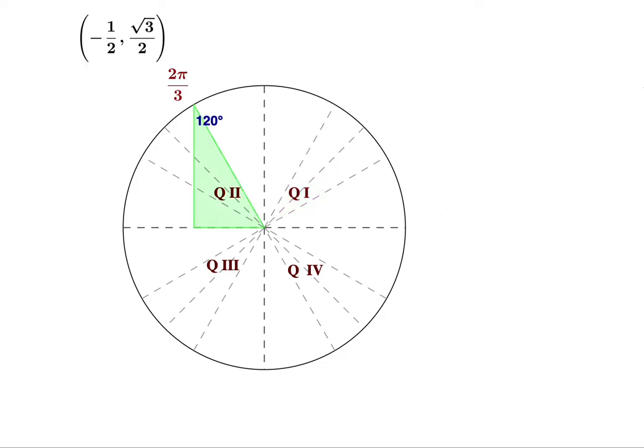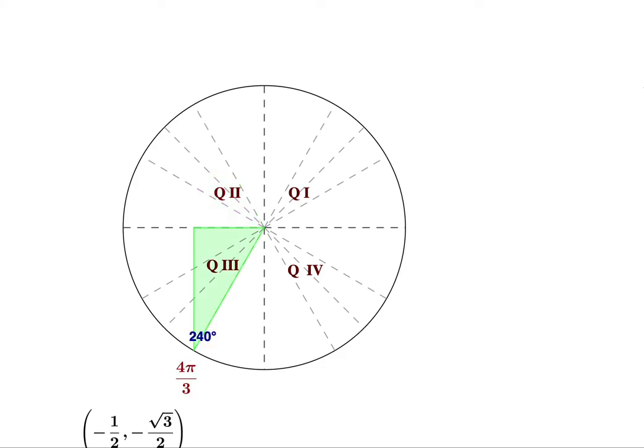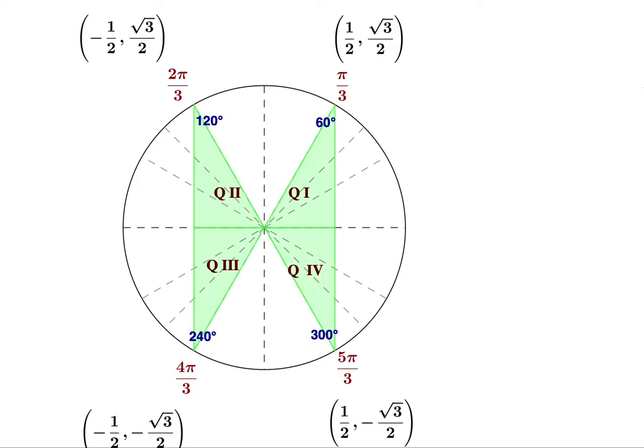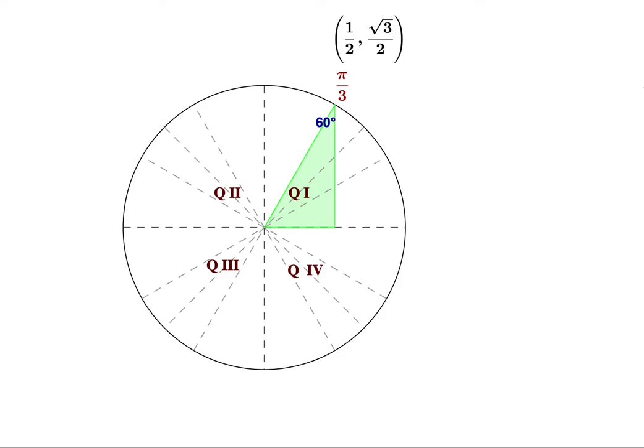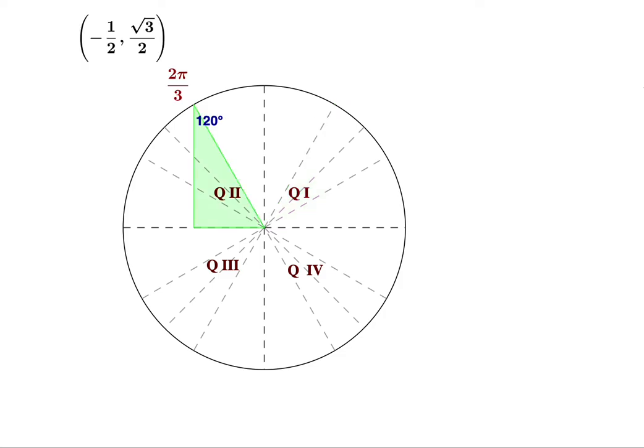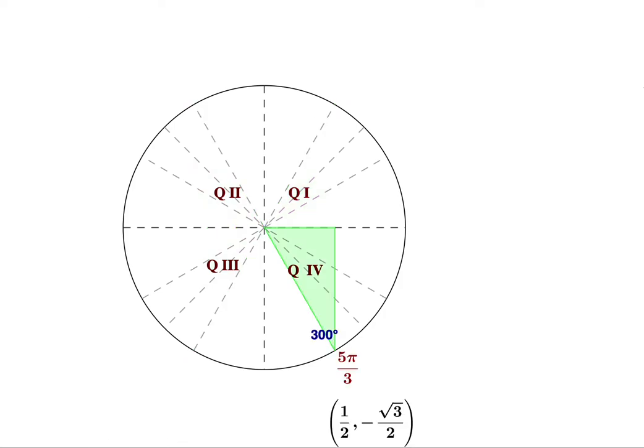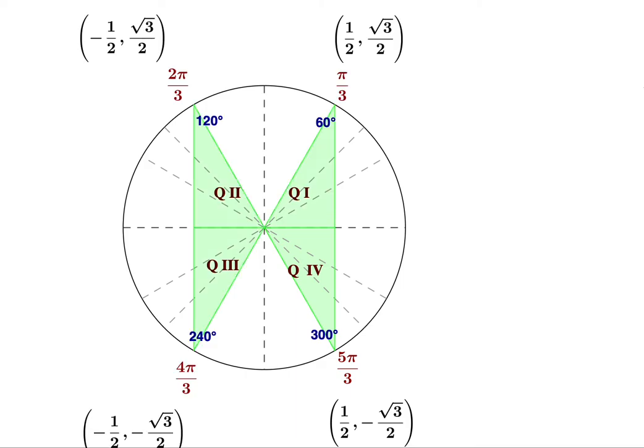Quadrant 2 is 2 pi over 3. Quadrant 3 is 4 pi over 3. And quadrant 4 is 5 pi over 3. So again, we have pi over 3, 2 pi over 3, 4 pi over 3, 5 pi over 3. Okay, and those are the positions, and the ratios and x and y coordinates for those positions.